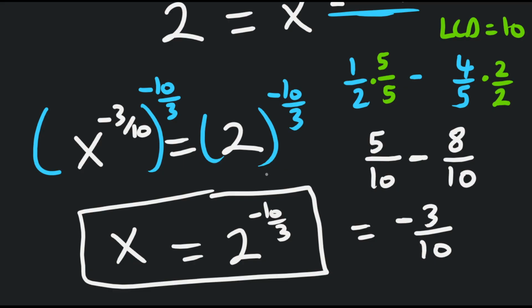And that's how we solve equations with rational exponents. The key is once you have x on the same side of the equal sign, once you have it combined, then you can go ahead and raise both sides to the power of the reciprocal of that fractional exponent.